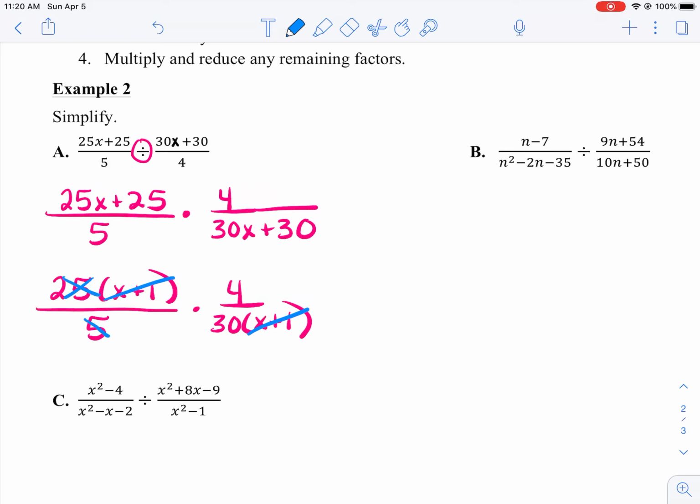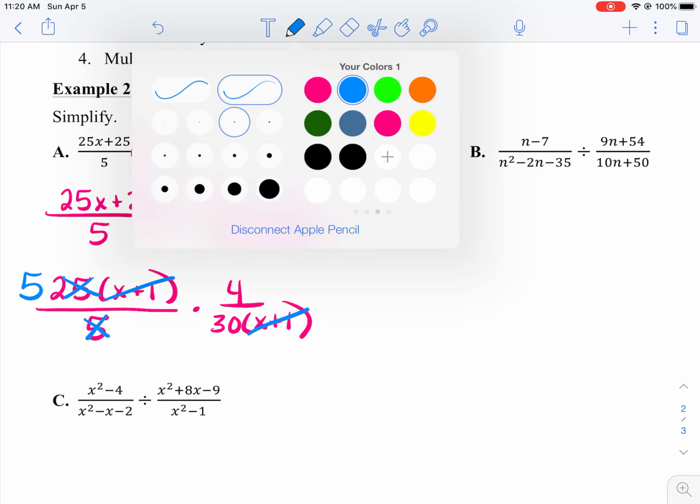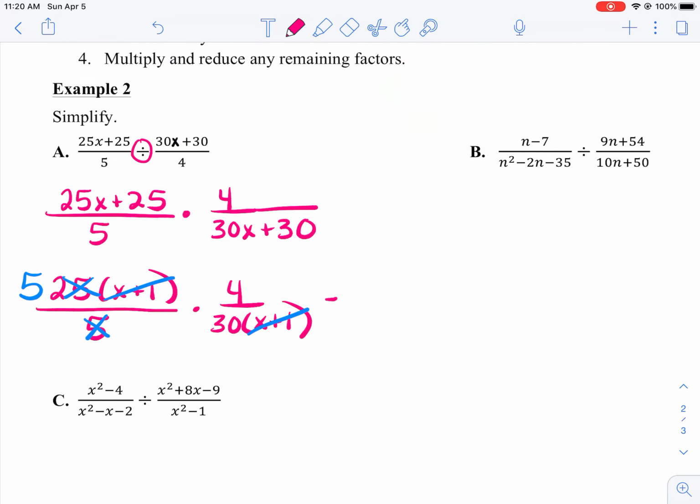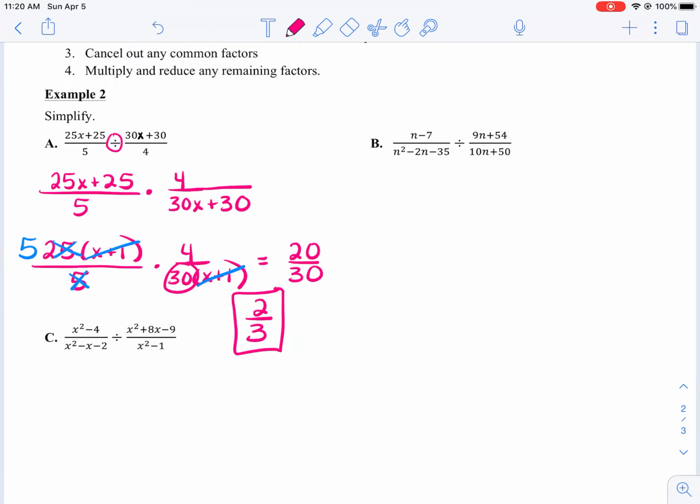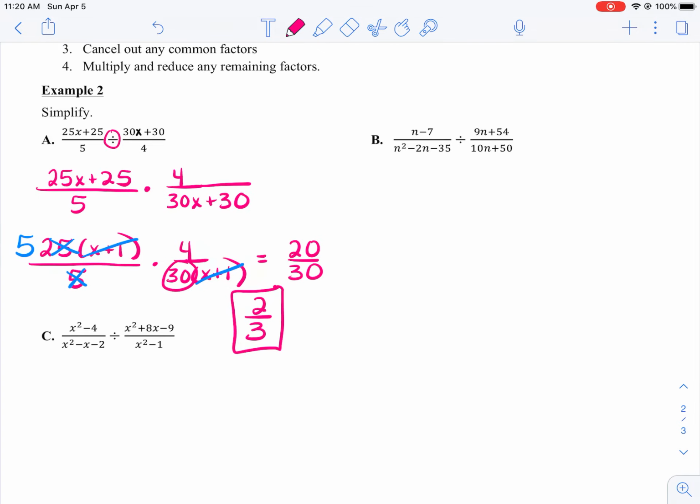Now, right here we have 25 divided by 5. That equals 5. So I'm going to cross those out and put a 5 here. And so now if I multiply straight across, 5 times 4 is 20. And then on the bottom I have this 30. And then that reduces to 2/3. So the answer is 2/3.